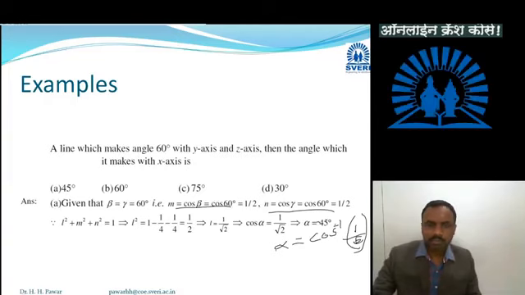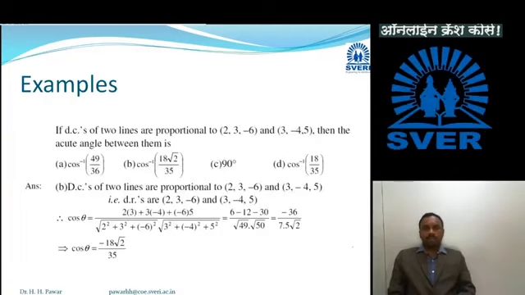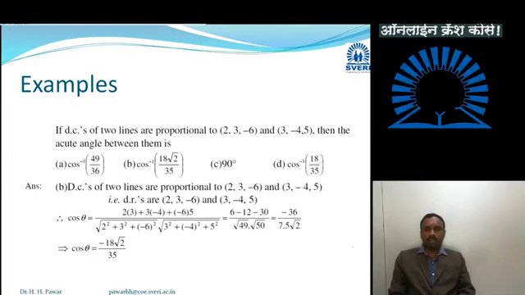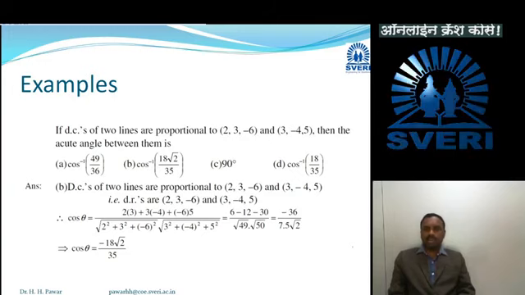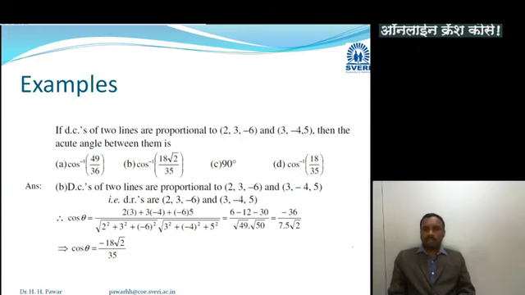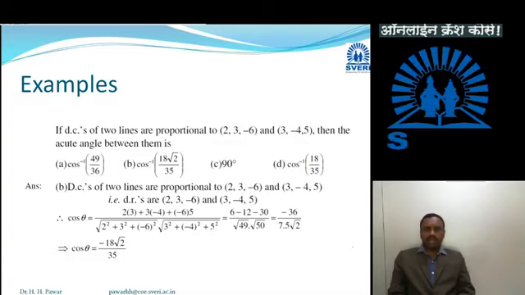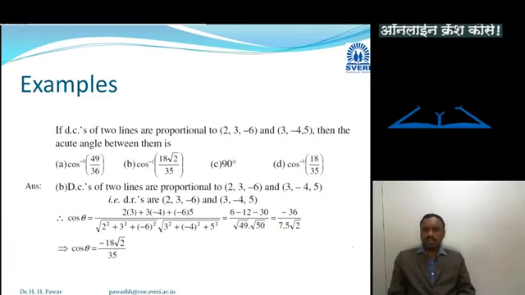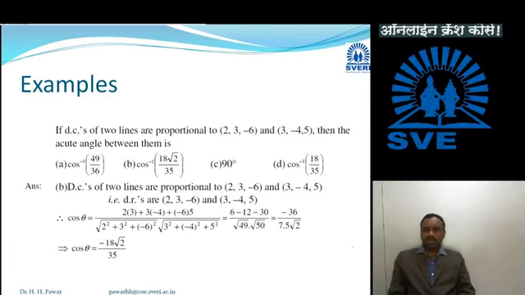Next one, if direction cosines of two lines are proportional to 2, 3, minus 6 and 3, minus 4, 5, then the acute angle between them is: first option is cos inverse 49 upon 36, second one is cos inverse 18 root 2 upon 35, third one 90 degree, fourth one cos inverse 18 upon root 35.